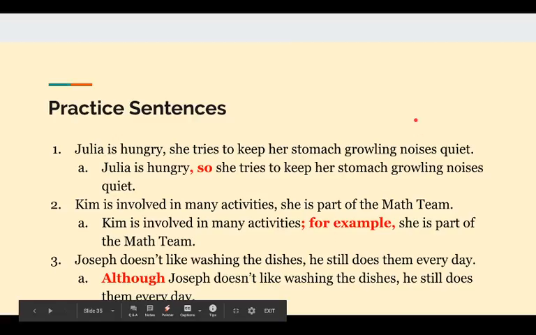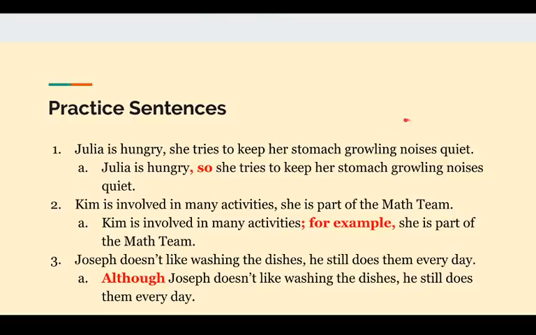Now some practice sentences to go over these comma splice errors. "Julia is hungry, she tries to keep her stomach growling noises quiet." Here again, there are so many different ways you can combine these sentences, but I decided to use a comma and a coordinating conjunction. So: Julia is hungry, so she tries to keep her stomach growling noises quiet. The second sentence is "Kim is involved in many activities, she is part of the math team." Here I'm using a transitional adverb, "for example," to give an example. So: Kim is involved in many activities; for example, she is part of the math team.